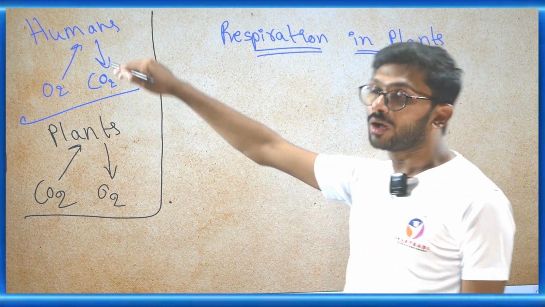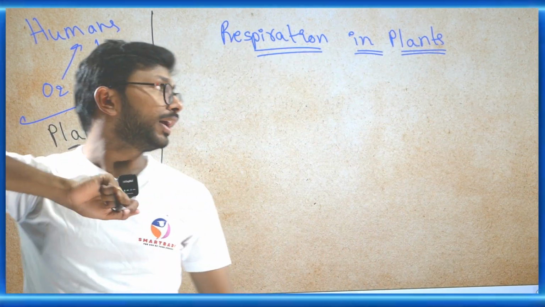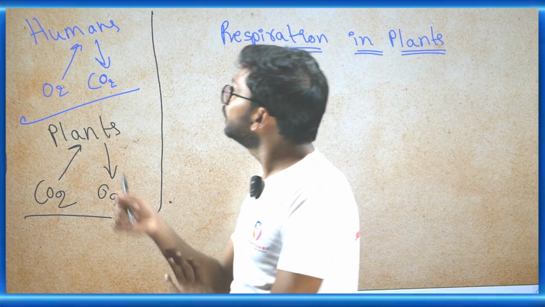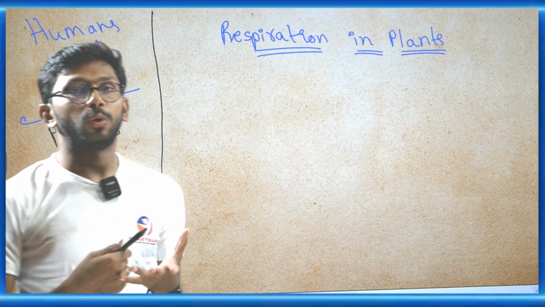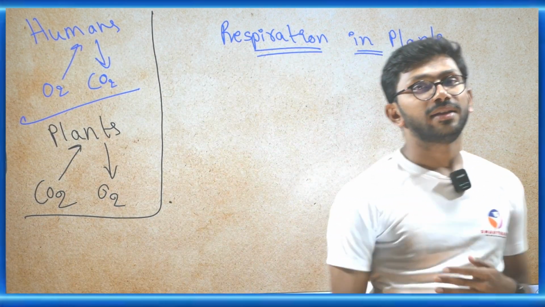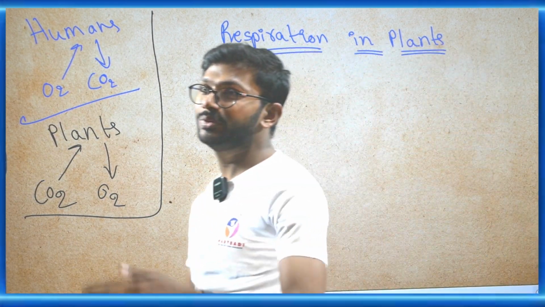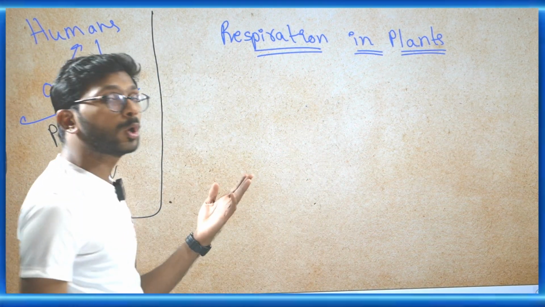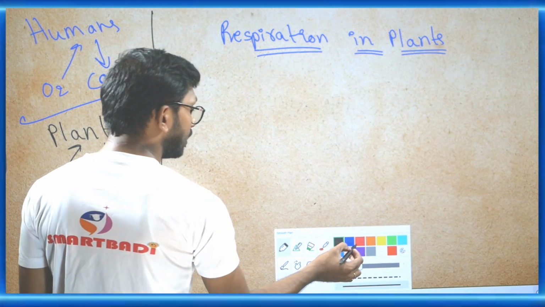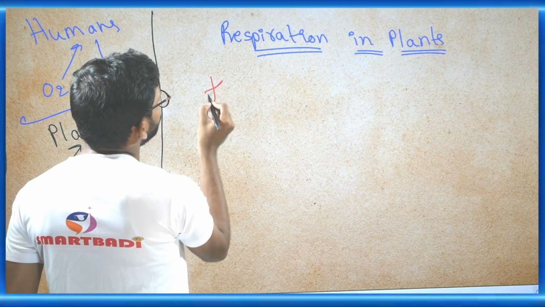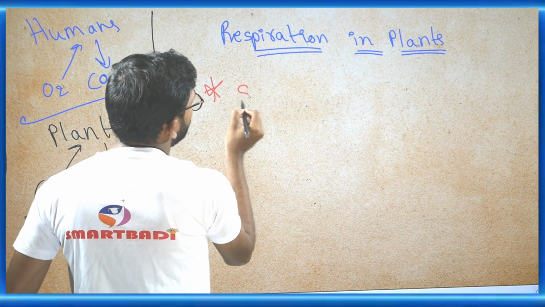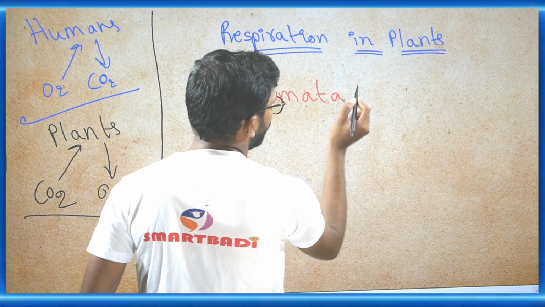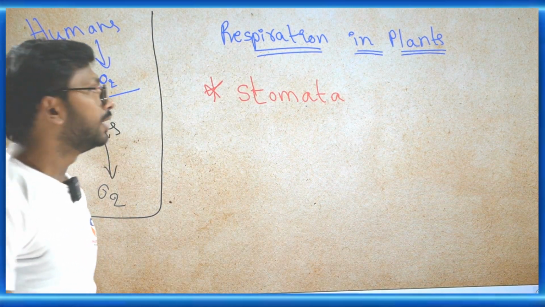Not only human beings, all living organisms. And moreover, the intake of oxygen in humans occurs with the help of the nose, nasal cavity, then pharynx, larynx. This is the same pathway and the same story repeats again. When you come to the plant, as this is a new topic, let's discuss how respiration occurs in the plant. Actually, the plant has a specialized part called stomata.